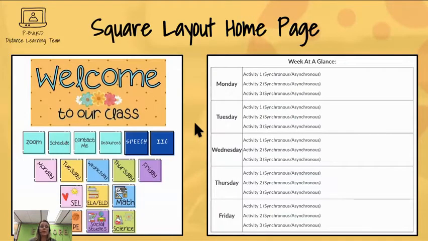Or you can get a little bit more in depth. So this is our square layout homepage, where you can see that they have the days of the week, but they also have subjects. And this part right here is going to be underneath, so they'll have to scroll down to find their daily week at a glance with their activities.